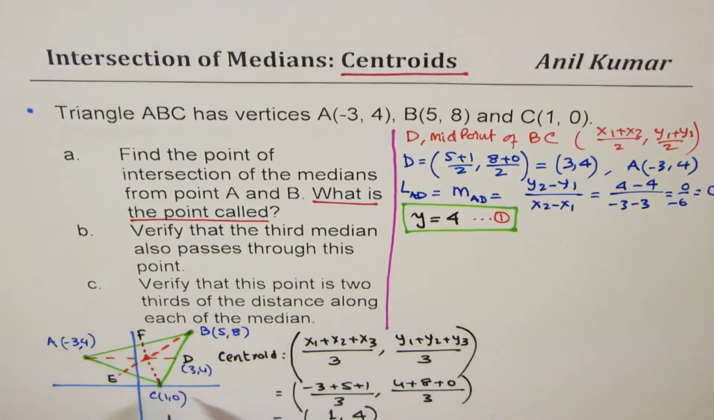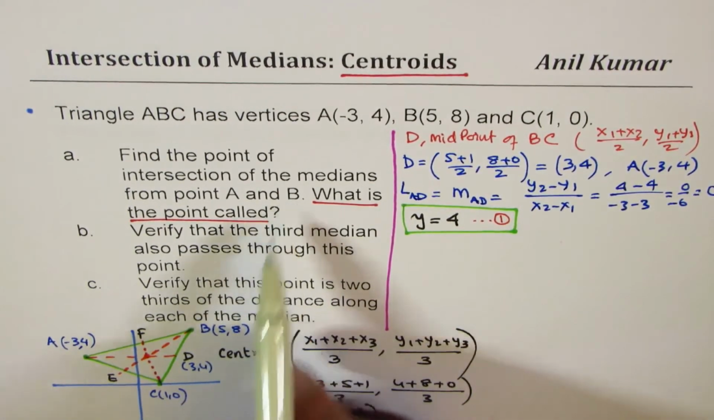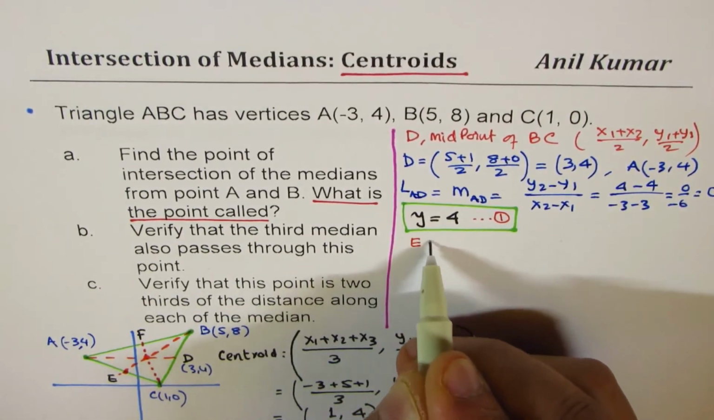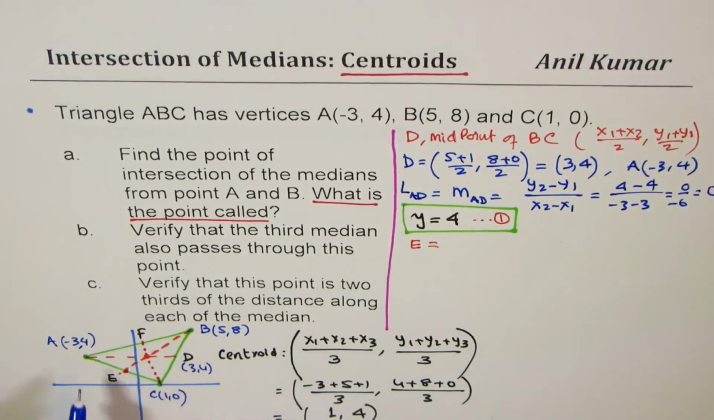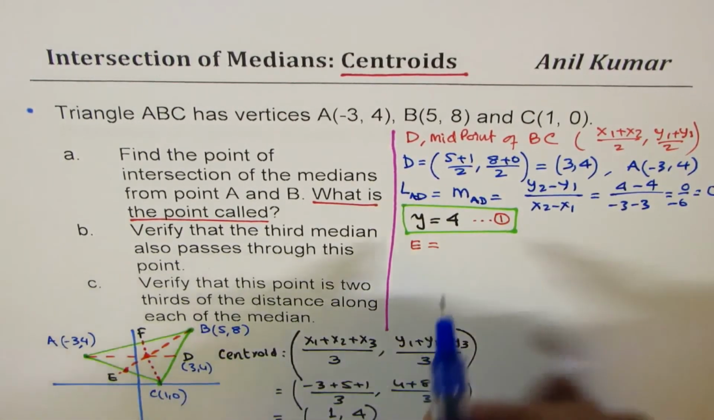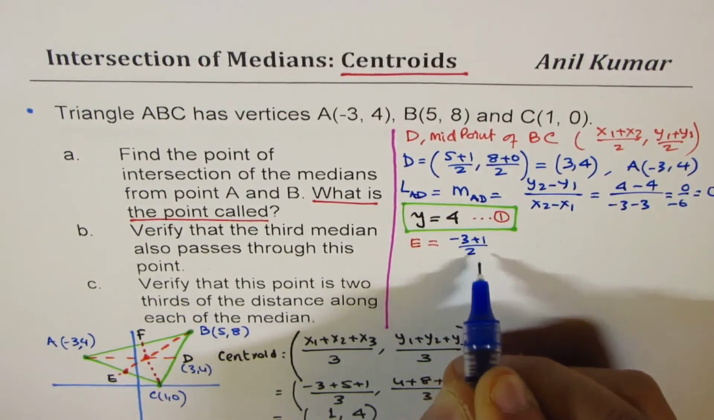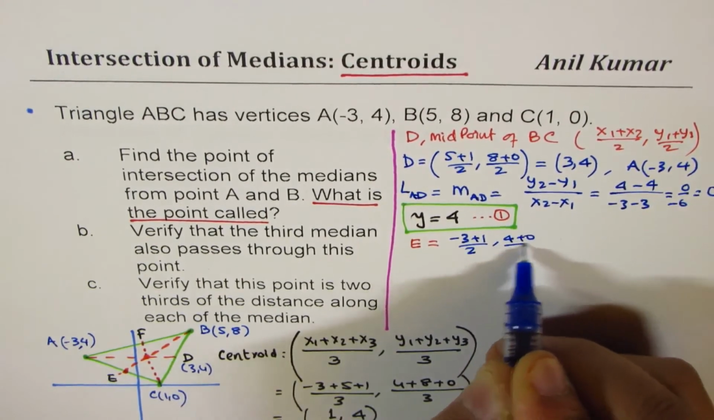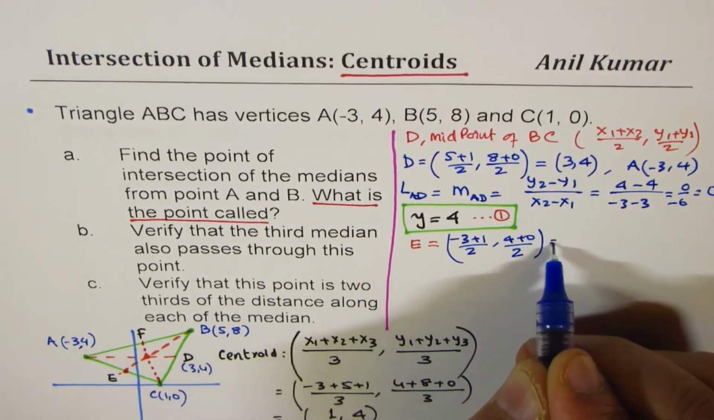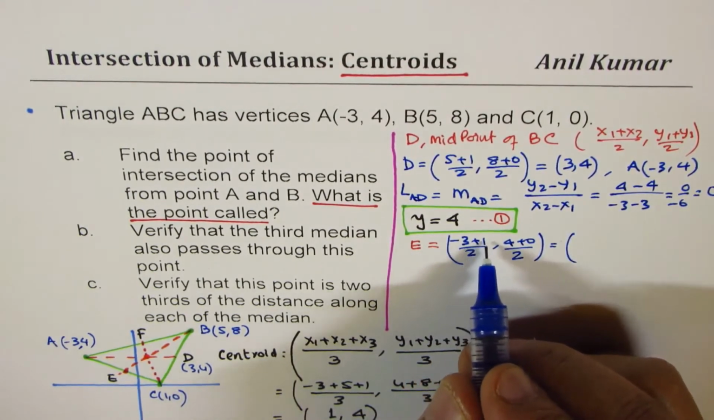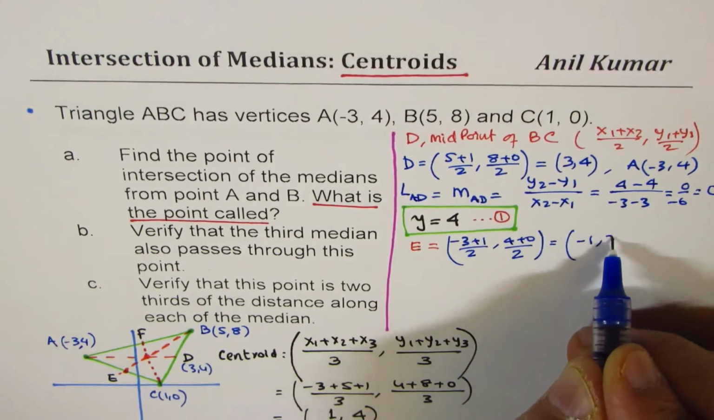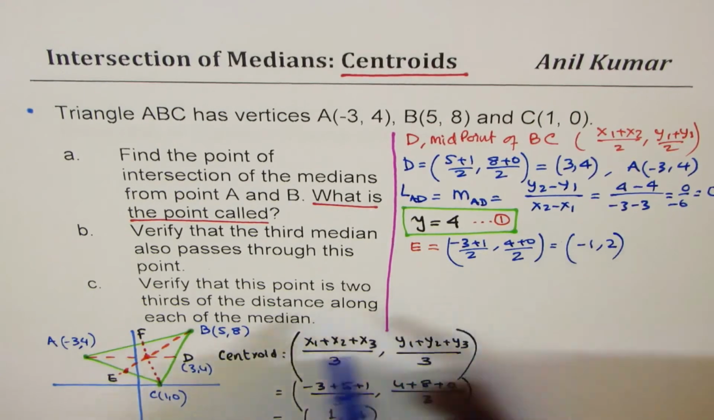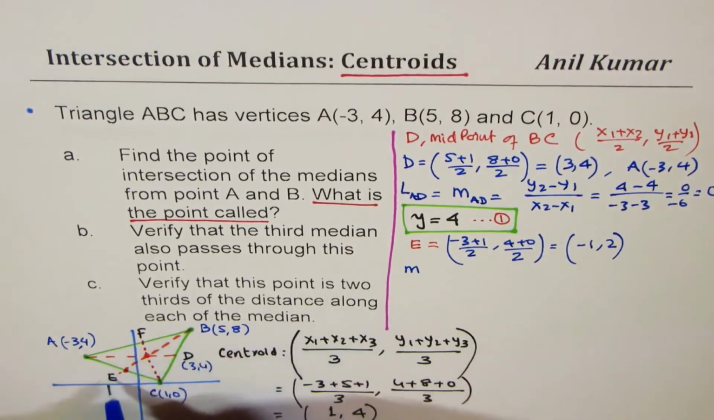Now we have to find the second median from B. That means we have to find this point E now. Point E is equal to what? It is the midpoint of AC. So we add these two values, which is minus 3 plus 1 divided by 2. And the y values are 4 plus 0 divided by 2, correct? That gives us minus 2 divided by 2 is minus 1, and that is 2.